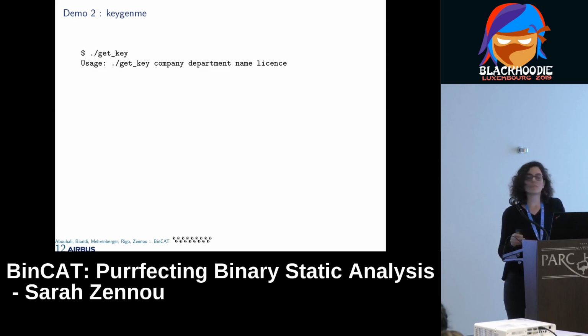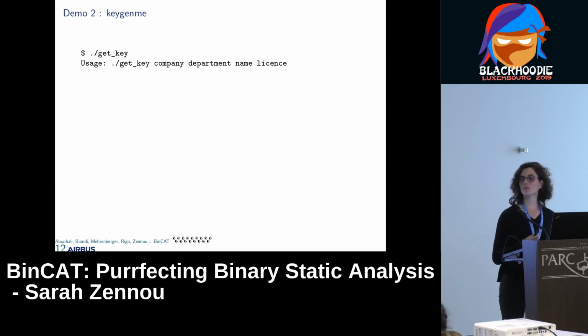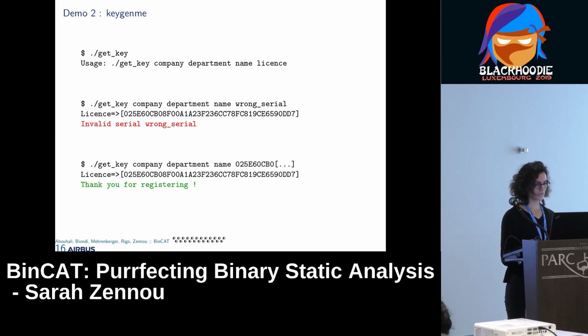So let's continue with a second demo. This time we analyze the keygenme. This program takes several arguments: the company name, the department name, the name of the user, and the license. If you provide a wrong serial number, then it will print out invalid serial, wrong serial. And if the license is correct, it will print out thank you for registering.